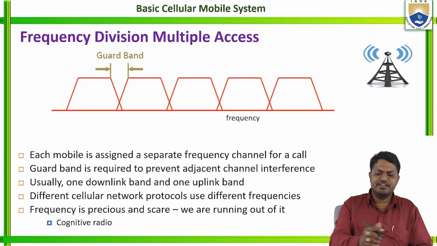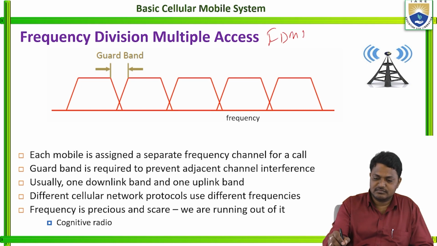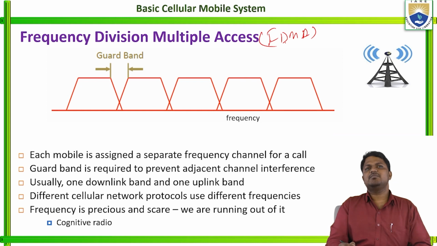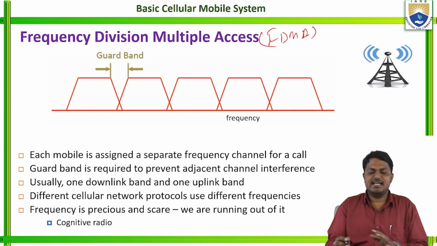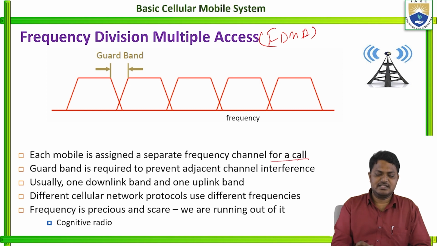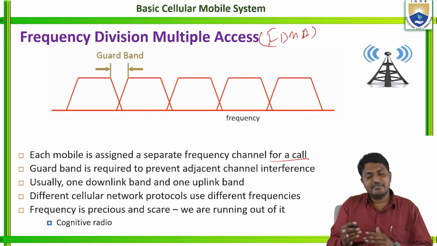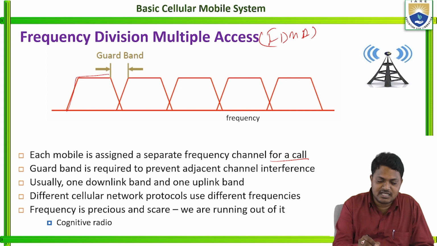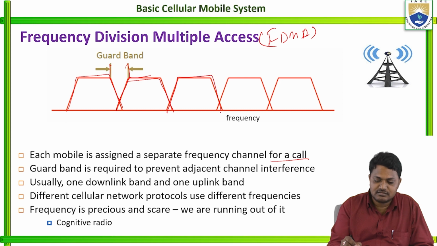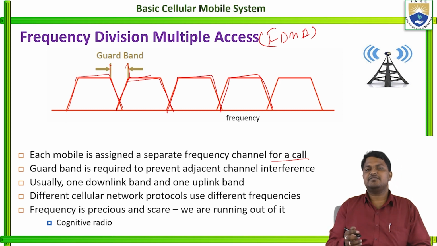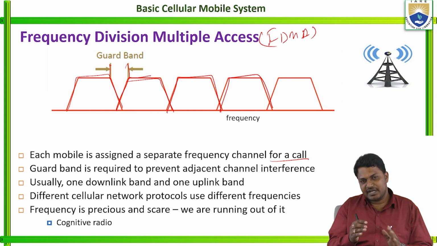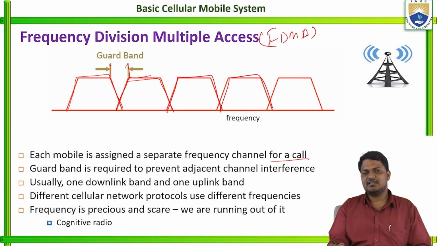Now see the first one, that is FDMA. FDMA means each mobile is assigned a separate frequency channel for a call. I am repeating, each mobile is assigned a separate frequency channel to establish a single call. Here the frequency guard bands are introduced. These are the guard bands.